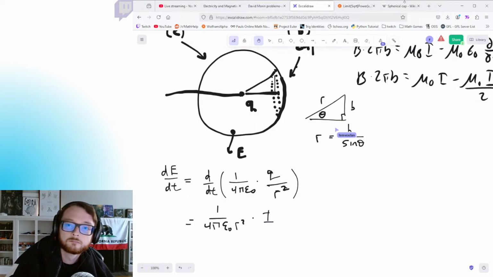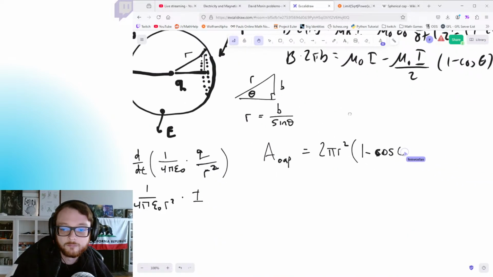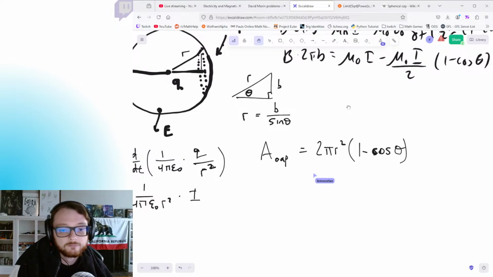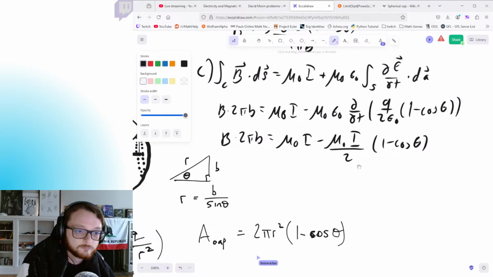Okay. And then the area of the cap was 2 pi r squared times 1 minus sine theta. Is that what it was? Cosine theta, sorry, yeah, thank you. Good. So total surface area is 4 pi r squared, right?